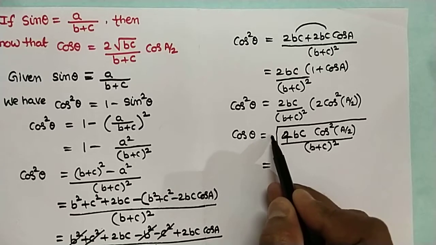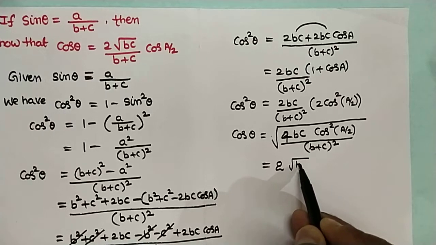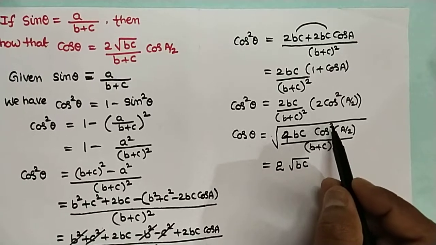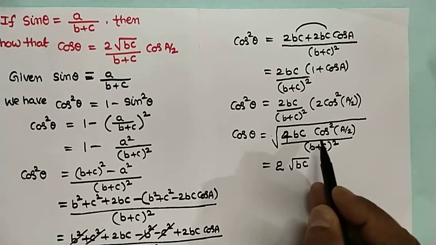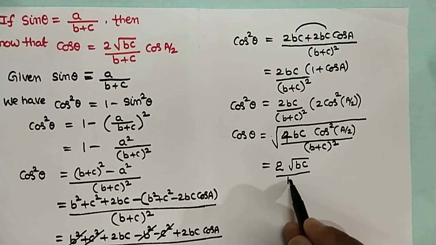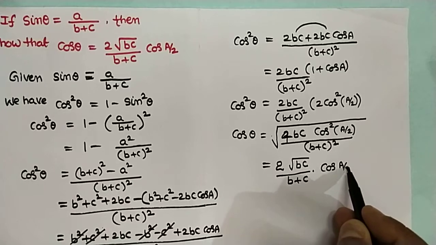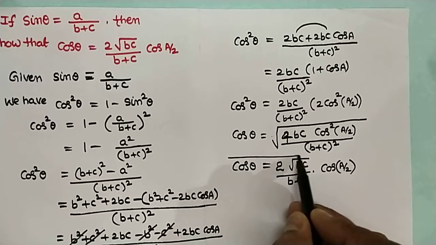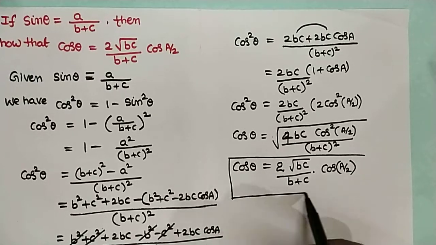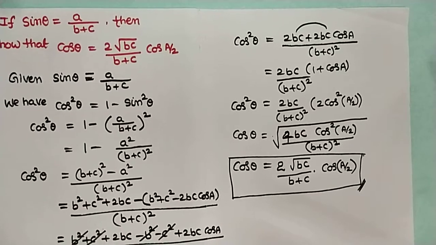So 4 we can take outside of the root, it will become 2, root bc. Here cos square a by 2 is under the root, so root and square will be cancelled. Even in the denominator, b plus c whole square, root and square will be cancelled, giving b plus c into cos a by 2. Therefore cos theta equal to 2 root bc by b plus c into cos a by 2. Hence we got the result for cos theta.